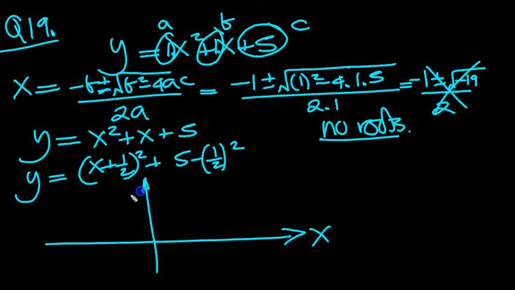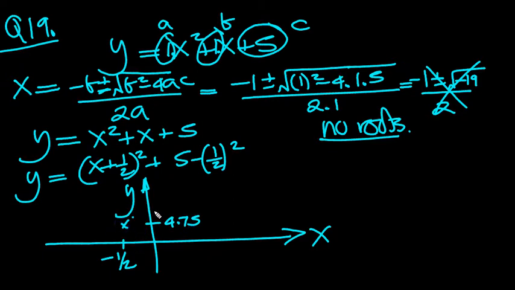X, y. Okay, this is always positive because it's squared. The least value y will have, so that would be at the bottom of the curve, happens when x is minus a half. So at minus a half, this will disappear to 0, and y will equal 5 minus a half squared, which is a quarter, which is 5 minus 0.25, which is 4.75. So we can put that value there, and that will be 4.75 if you tap it in the calculator.